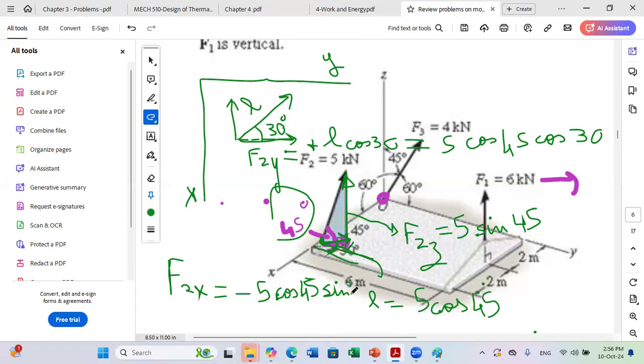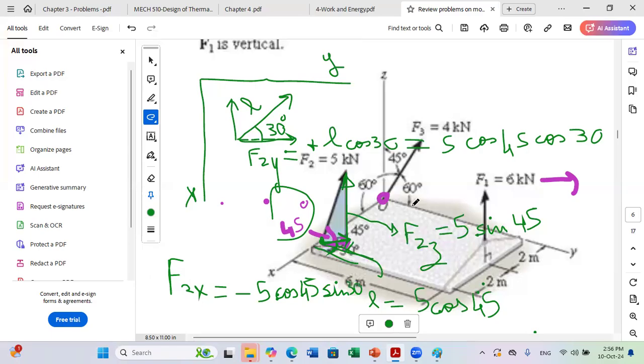Now I was able to decompose F2 into three components: one along X, one along Y, one along Z. I am done with vector F2. I move to vector F3. What do I know about vector F3? I know the three angles: the angle it makes with Z, the angle with X, and the angle with Y.